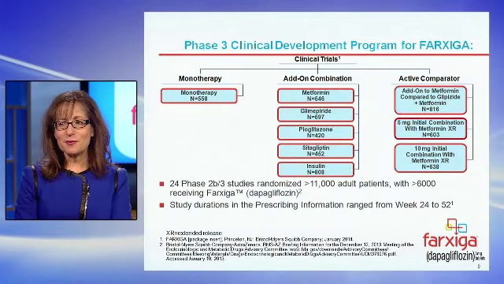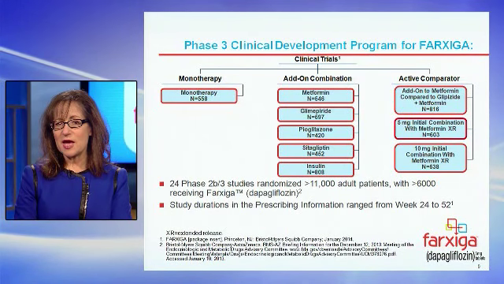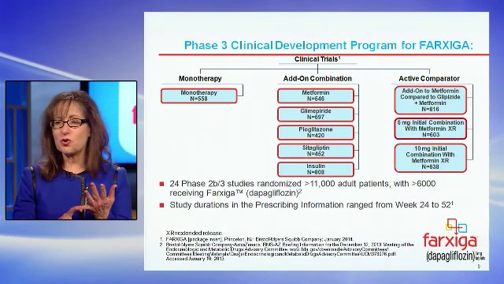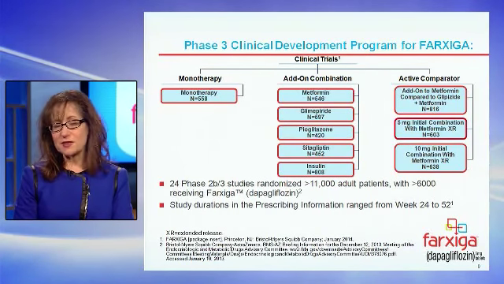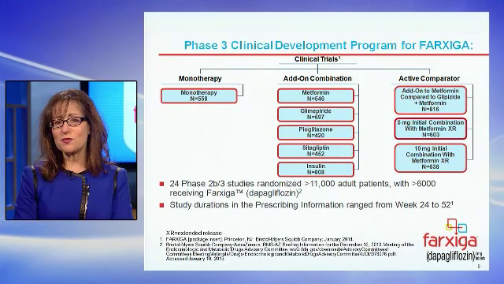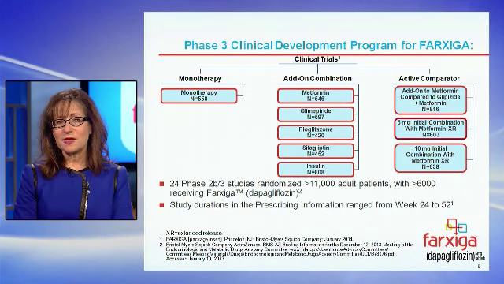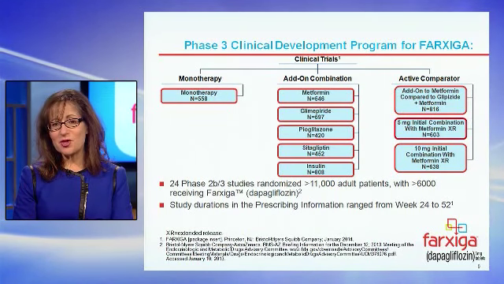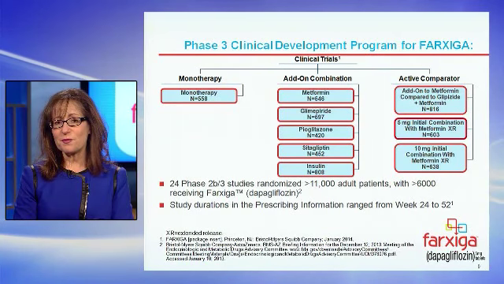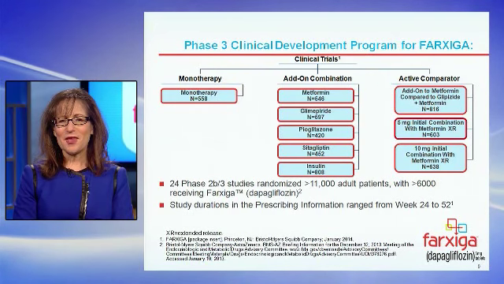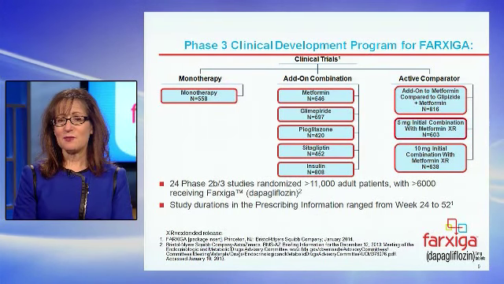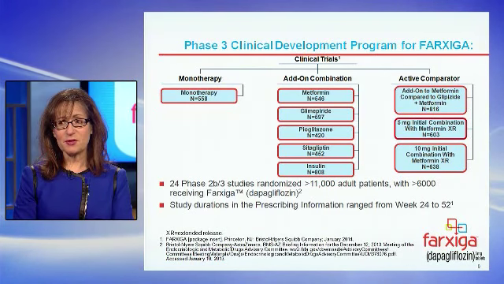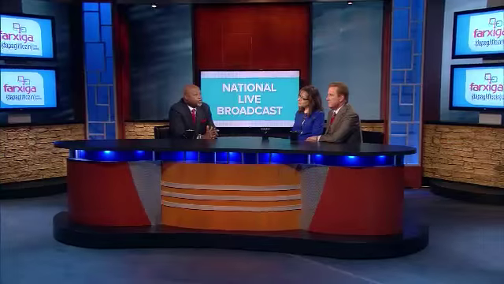The Farxiga clinical development program was made up of 24 phase 2 and phase 3 studies, and it included both placebo-controlled and active comparator designs. The program evaluated the safety and efficacy of dapagliflozin in a range of adult patients with type 2 diabetes. The study populations included drug-naive patients and patients receiving oral therapies or insulin-based regimens. And there were more than 11,000 adult patients who were randomized in these studies, and more than 6,000 of those patients received dapagliflozin. Thanks for that information, Pam.